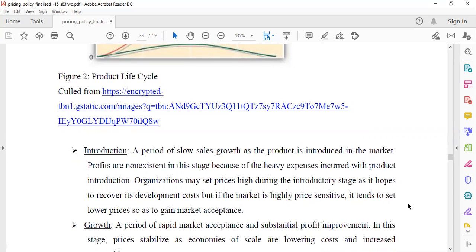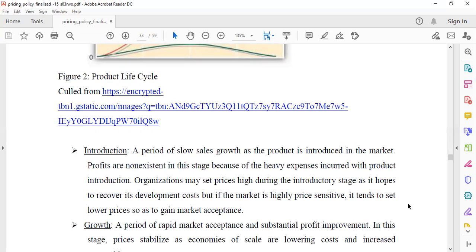So it is at this point organizations set prices high in a bid to recover the cost of product development. However, in cases where it is a price sensitive market, organizations will set lower prices in a bid to gain market acceptance. So the introduction stage affects the price of the product, depending on the nature of the market and nature of the product.